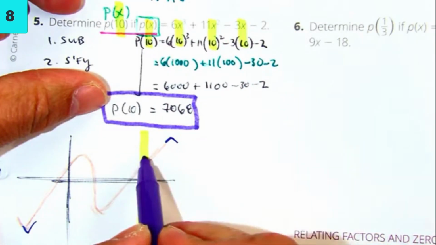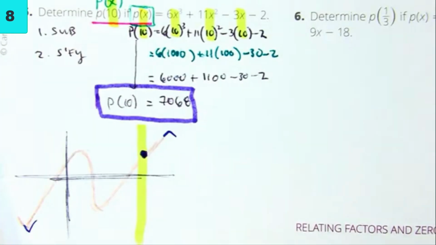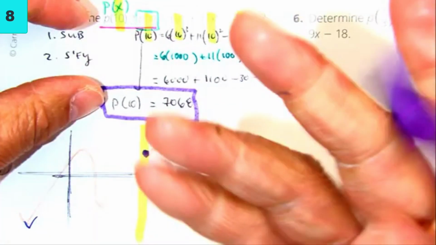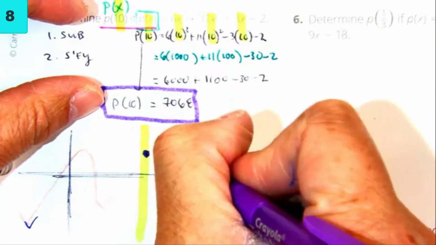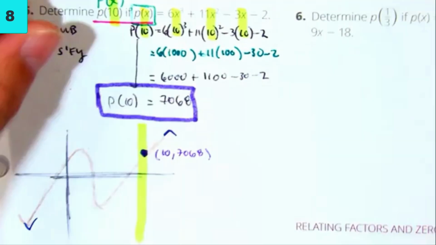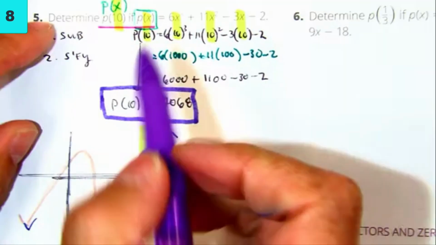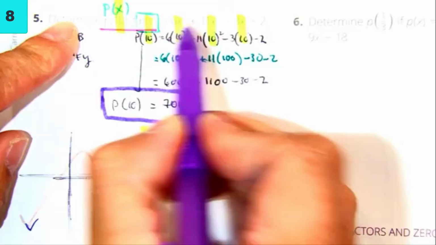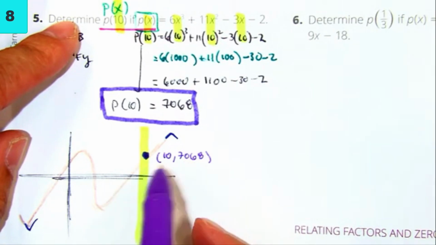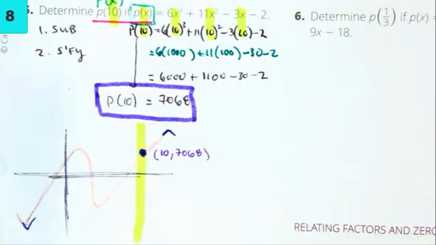And purple box, purple point. What does that mean? This means that the ordered pair is 10, 7,068. If I put in my graph at 10, it will intersect at 7,068. Okay? So this is a visual of what we've been doing.